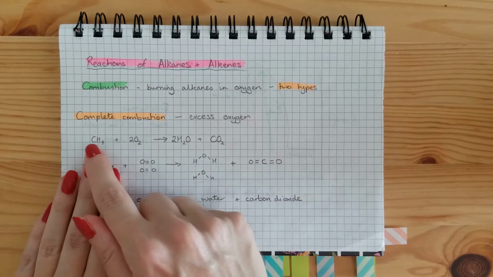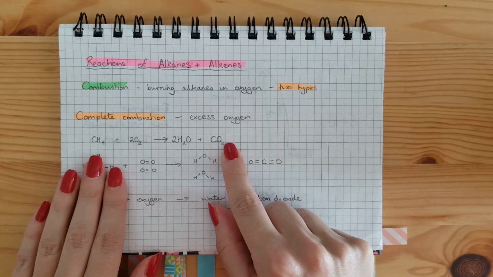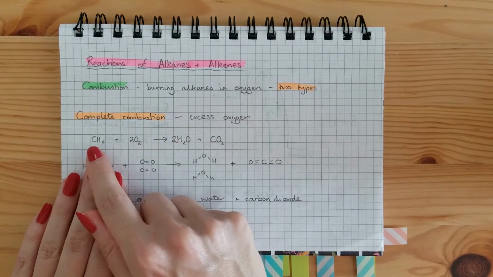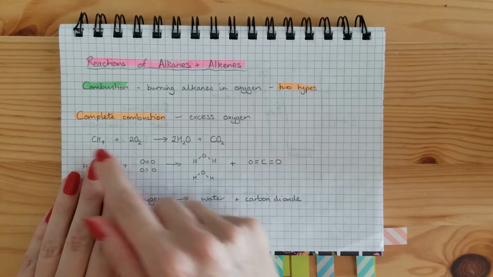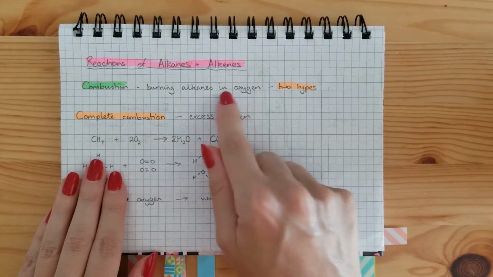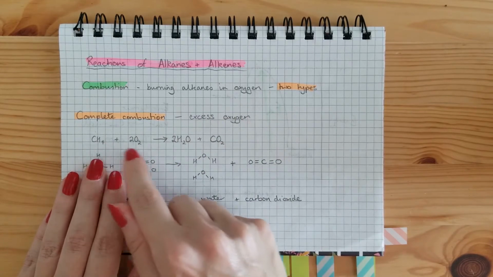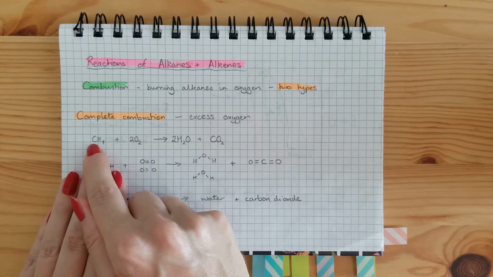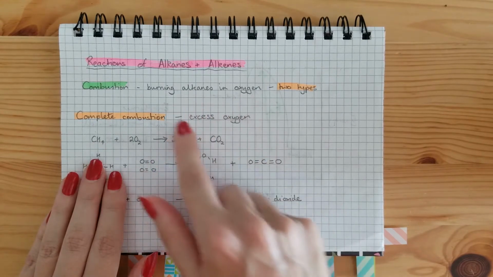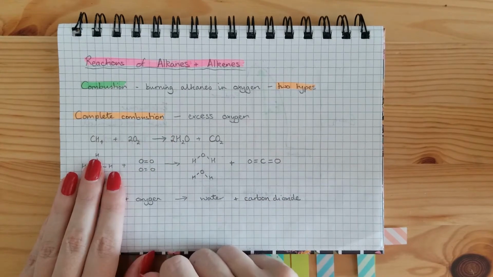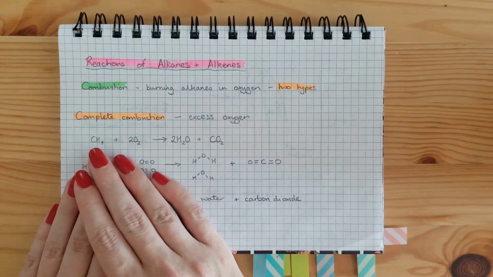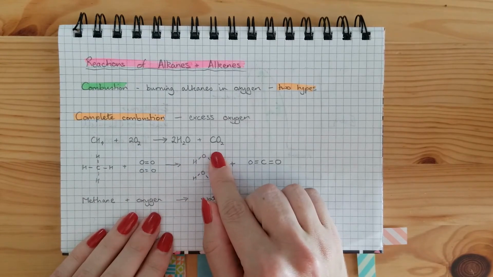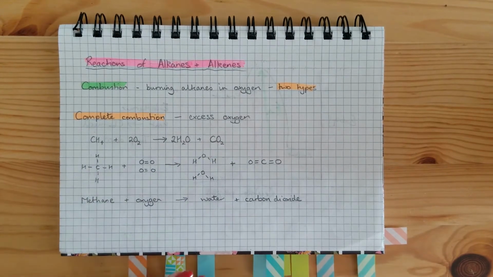Well, if we write out the symbol equation, it is clear from the balancing here that you need 2 lots of oxygen molecules for every 1 methane molecule. So if we were in excess oxygen, you would have more oxygen than this ratio, so more than 2 oxygens for each methane molecule. If you have this excess oxygen, complete combustion can happen. And in complete combustion of alkanes and alkenes, we only make water and carbon dioxide. Okay, they are our 2 products.